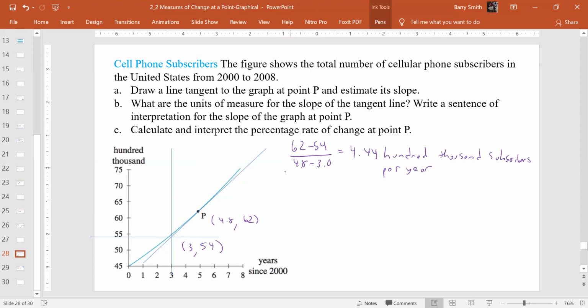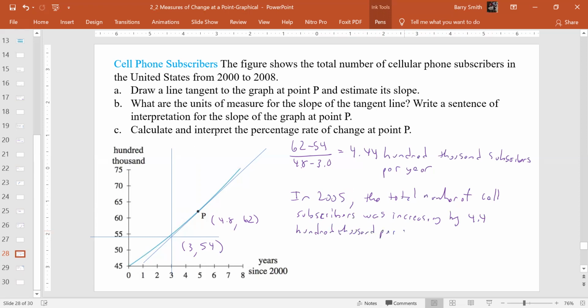Okay, so let's see. So this is in 2005. So in 2005, the total number of cell subscribers was increasing by 4.4 100,000 per year. So that's kind of that instantaneous increase there.